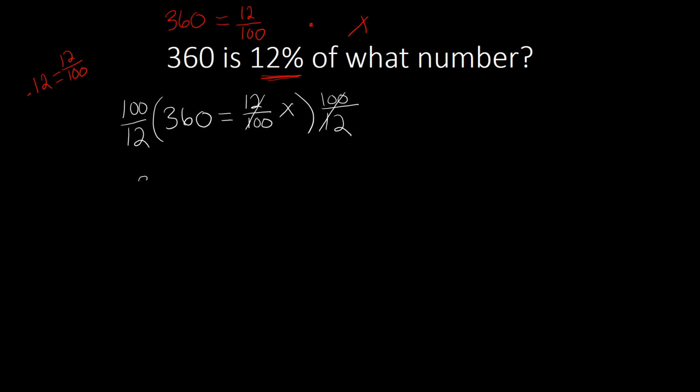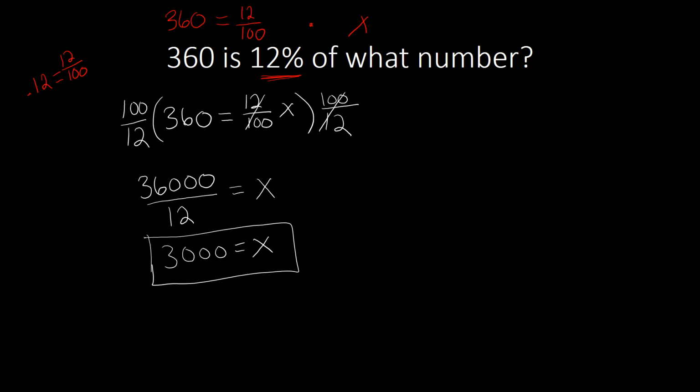Over here I get 36,000 over 12 equals x. Okay, to finish, I now divide. And when I divide, I get 3,000. So 360 is 12% of 3,000. So that is my final answer.